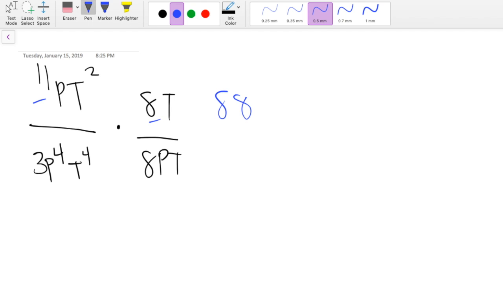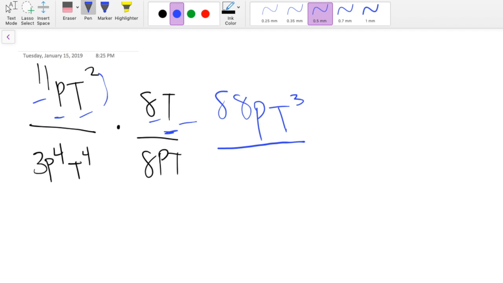Then you're gonna multiply this p by the p's over here. Now, do you see any p's over here? No, so it's only gonna be 1p. You're gonna do the same thing with the t's. So t squared, that means there's 2 t's, and then a t over here, that's gonna give you t to the third. And I'm already getting better at writing with this thing, so heck yeah.